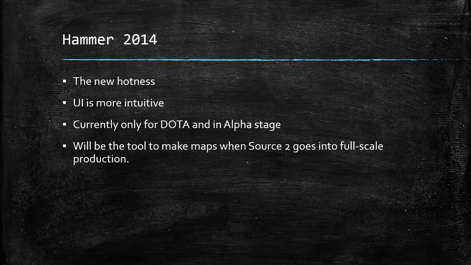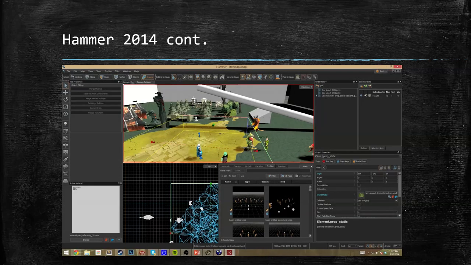Now, Hammer 2014 is the new hotness. The UI is more intuitive, and it's currently in alpha stage and only supports Dota 2 right now, but that'll expand whenever Source 2 goes into full production and their games get updated, and especially when Source Filmmaker gets updated to Source Engine 2 compatibility. But this is a screenshot of just a basic map I had built for Dota 2. I don't play Dota 2 at all, but it shows you the new modern dark UI theme. You've got your viewport, your other stuff there. It's a lot cleaner. To me, it's a lot more intuitive than the other one. And it reminds me a lot of Maya in some respects. That's what I'm used to.